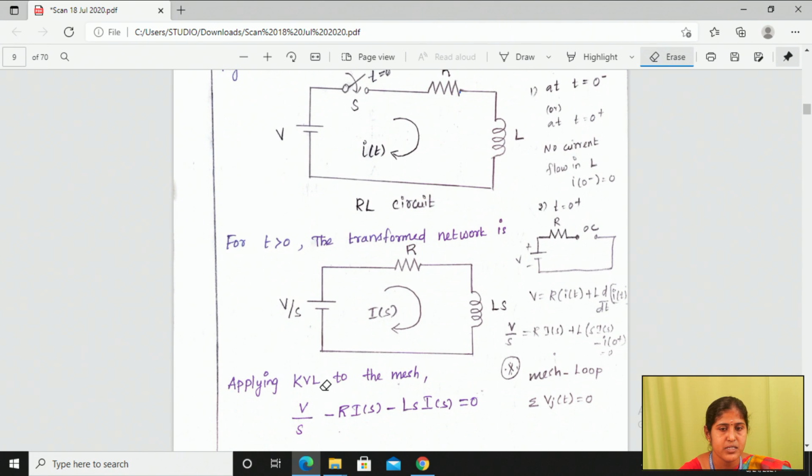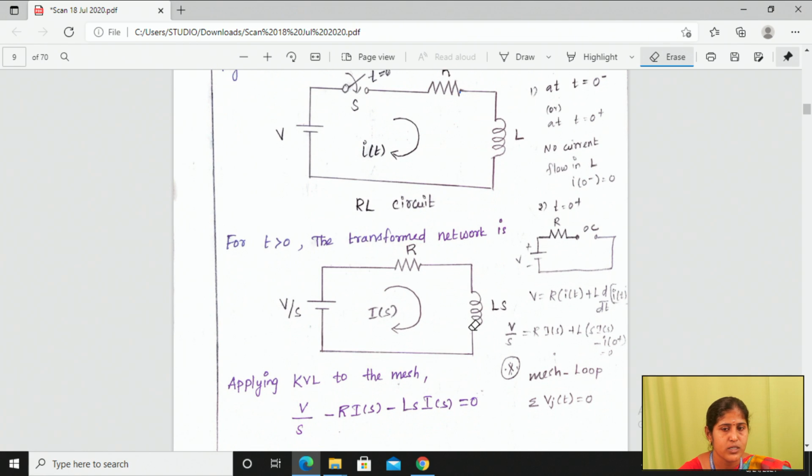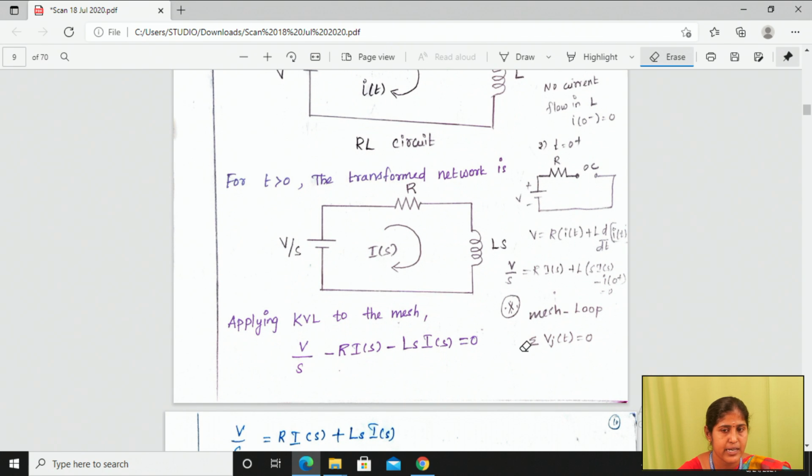So KVL means Kirchhoff voltage law. We have to apply it when the given network is a closed path with series network connections. What is the function of KVL? KVL means in a closed loop the potential rise is equal to the potential drop. That is the function of KVL. We can represent it in terms of an equation: summation Vj of t equals 0. That is the meaning of KVL.